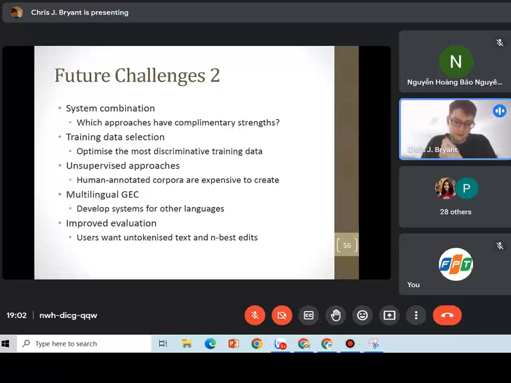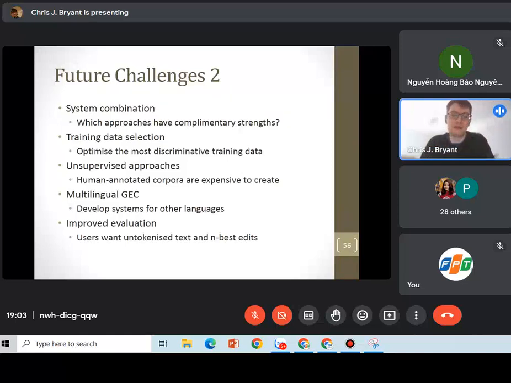Unsupervised approaches. I mentioned human annotated corpora are expensive to create, so we definitely want to encourage research into approaches that do not rely on this human annotated data. Multilingual error correction: just like we have systems these days that do multilingual translation, that can translate English to French, French to Spanish, Spanish to Vietnamese, it could also be useful to develop systems that not only correct other languages as well, but maybe correct multiple languages at once.